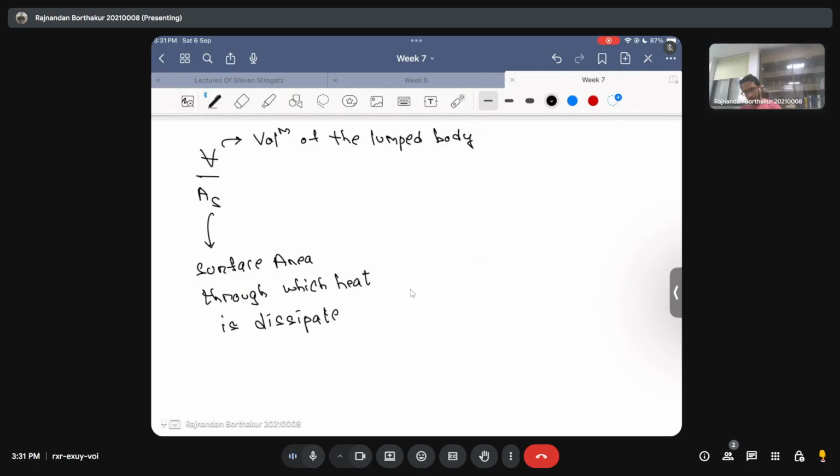And the ratio of this volume to surface area is known as Lc, the characteristic length of the body.